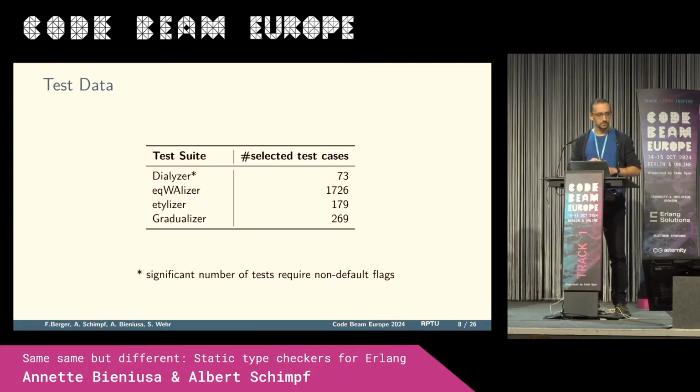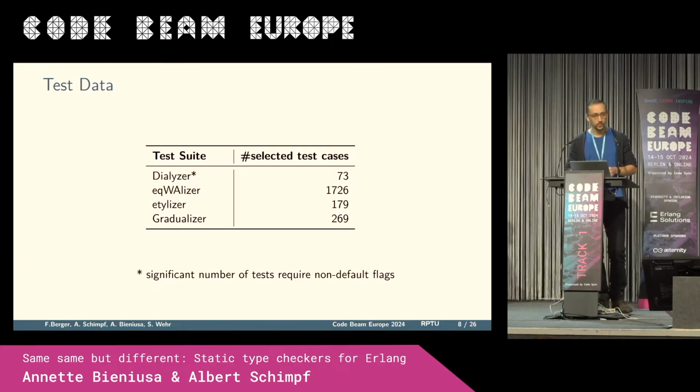So let's look at the test data first, what we managed to sample from. The Dialyzer test suite, we've selected under 100 cases. This is because we had to decide which flags we use the tools with. And it's very difficult to decide, for example, for Dialyzer, which flags to use because it has so many flags. Because of fairness reasons, we said we will use every tool with its default flags to have at least somewhat of a fair comparison. The problem is with the Dialyzer test suite, it's structured in a way that they have many tests for many different flags, and the subset that uses default flags is quite small, which is a bit disappointing, but that's what it is.